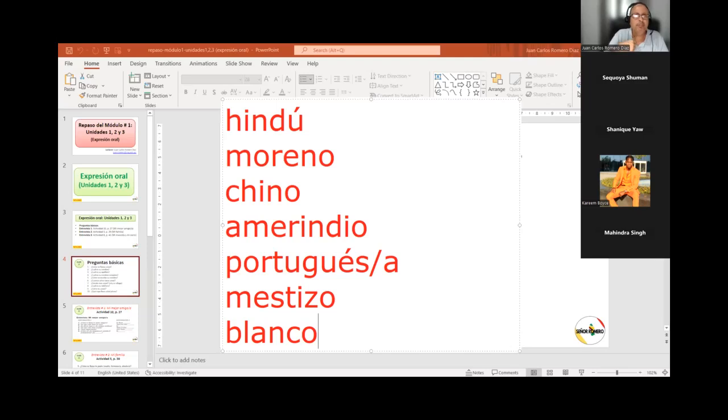Soy, soy, in the first one, remember that the H is silent. So, Hindu, Hindu, the H is silent. Soy hindú, alto, delgado, tengo pelo corto, my hair is short, etc. Soy morena, baja, inteligente y tengo ojos castaños.